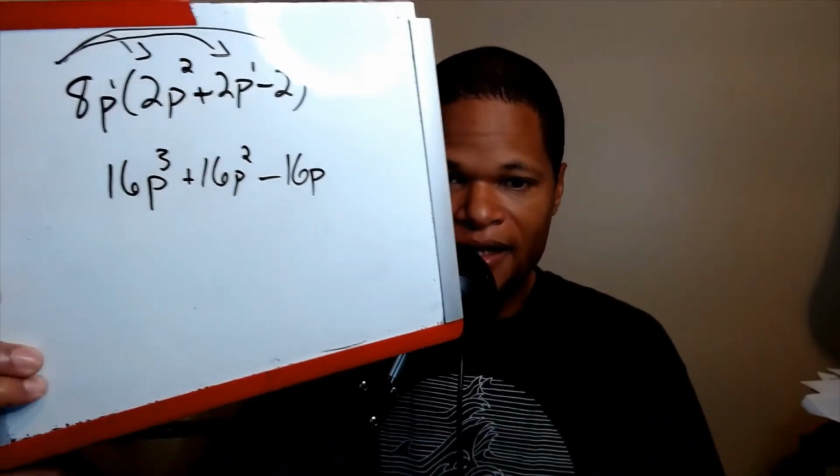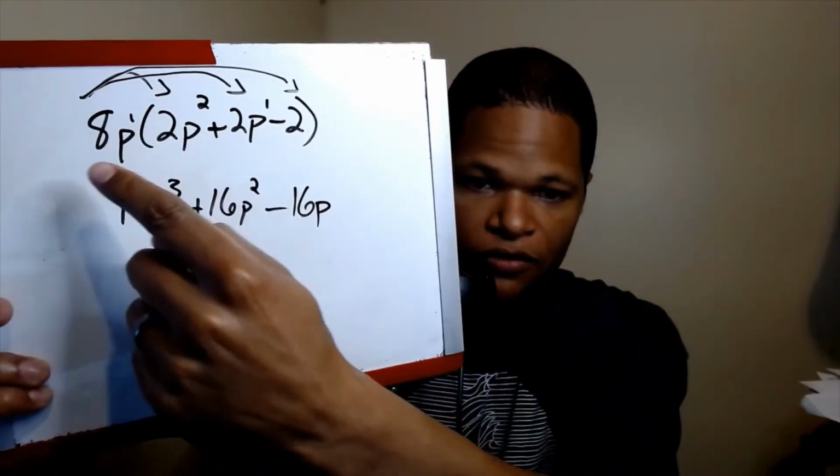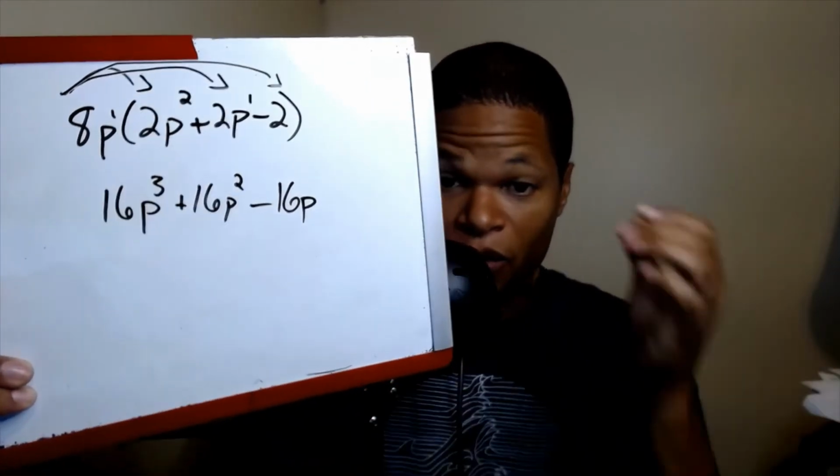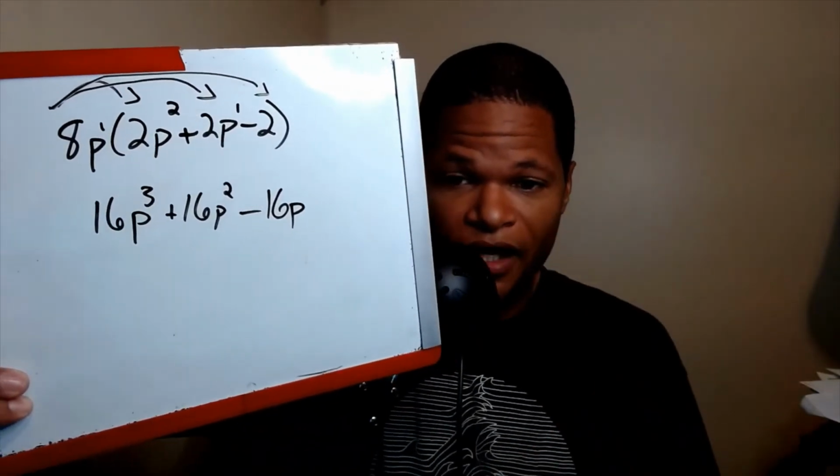So the key idea here is go ahead and multiply the coefficients, which are the large numbers in front of the variable. Multiply them like you normally would. But the powers, when you multiply those terms, you add them up. Okay? You add them up.